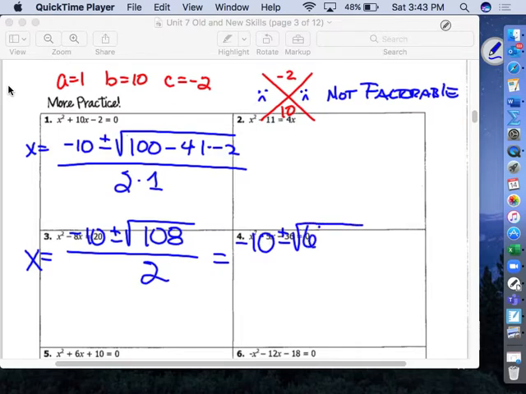So here this is actually going to be 36 times 3. 108 is 36 times 3, and then my denominator is 2. The square root of 36 is 6.